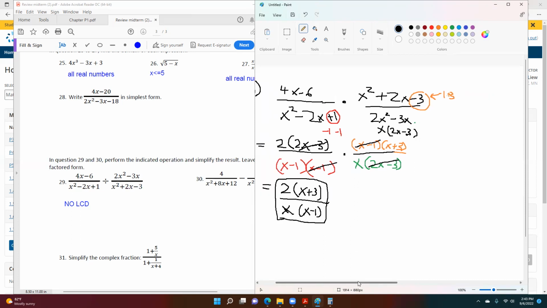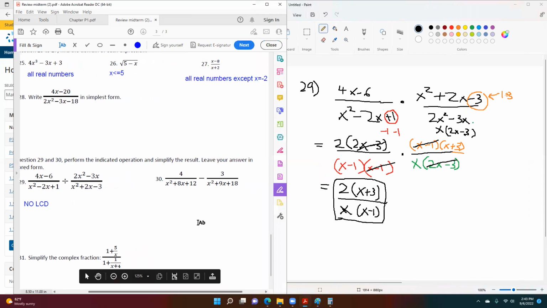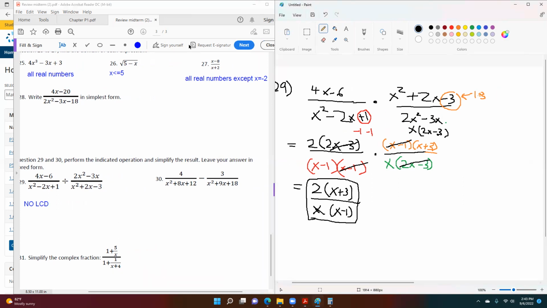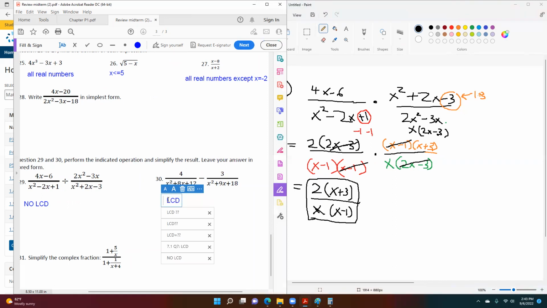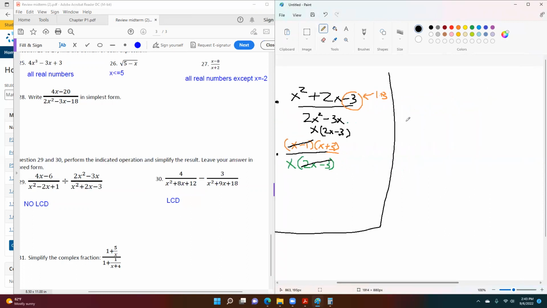How about number 30? Do you need to find the LCD for question 30? Yes, and why we need to find the LCD for question 30 is because in question 30 you need to add and subtract them, right?